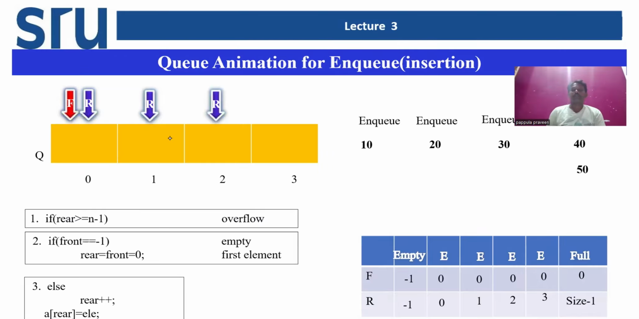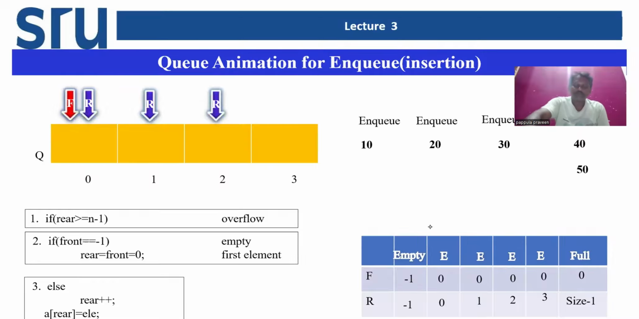So A of rear equal to element, that we already discussed. First front equal to minus 1, here we check this. Front equal to rear, both empty, means minus 1 and minus 1. Now here we are inserting the elements. So rear position is 0, front position is 0; rear position is 1, front position is 0; rear position is 2; rear position is 3. Finally, front position is 0 and the rear position is size minus 1. Now if you want to insert, there is no possibility. If you want to remove an element, then the front value moves from this location to this location.